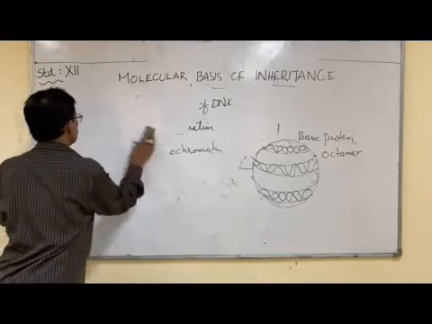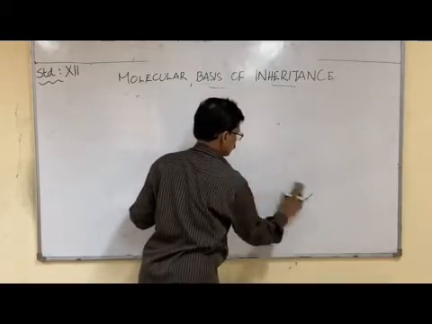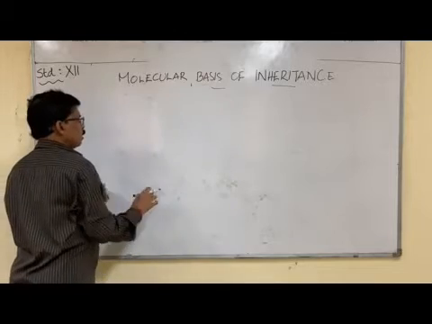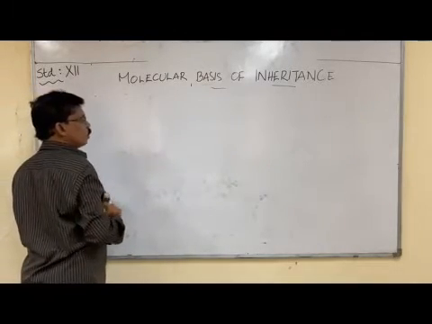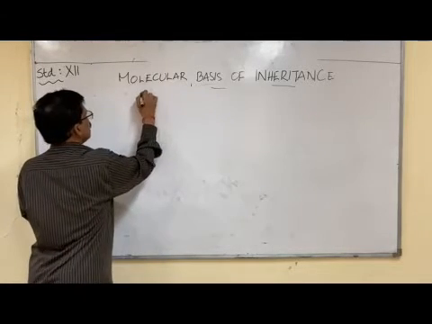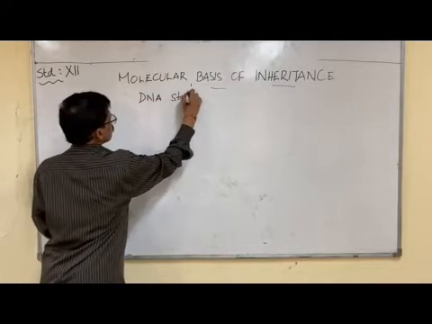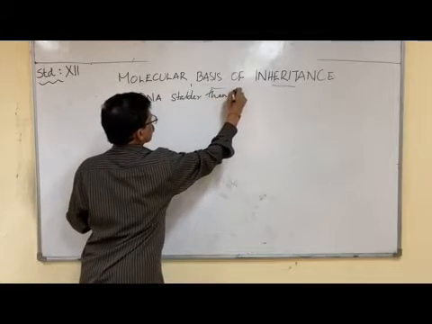Now we are coming to the next subtopic, that is why DNA is a stable molecule. DNA is a stable molecule because of three reasons. DNA is more stable than RNA.